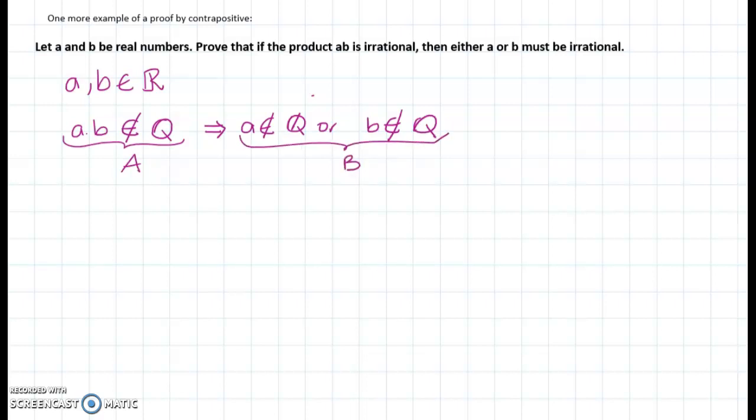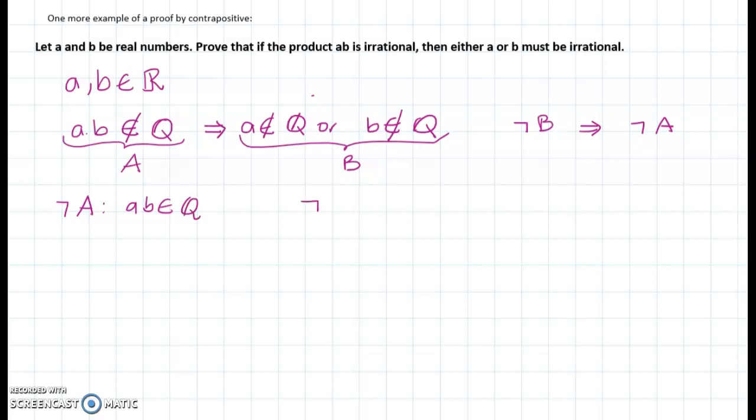So if we want to do a proof by contrapositive, what we want to prove is that the negation of the statement B implies the negation of the statement A. So let's write what those negations are. For A, it's quite easy. If we are saying that it's not true that the product is not a rational, what we are saying is that the product is a rational number.